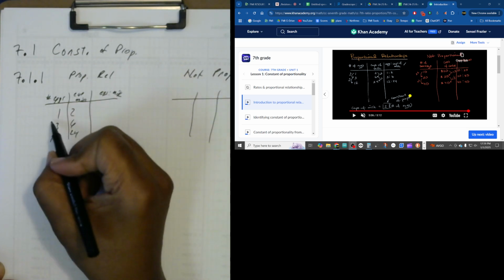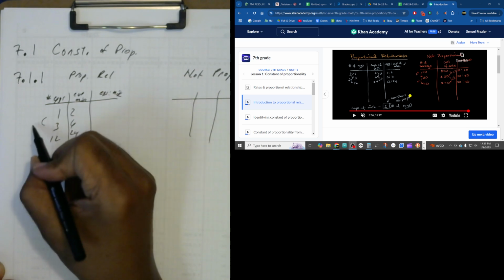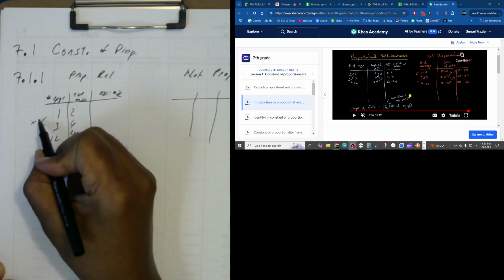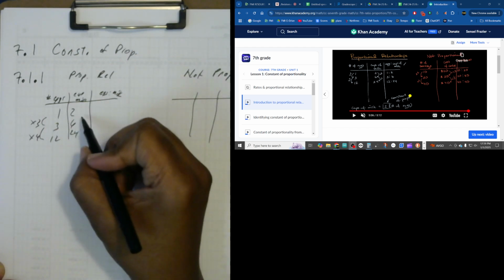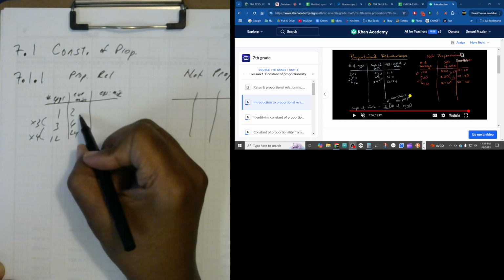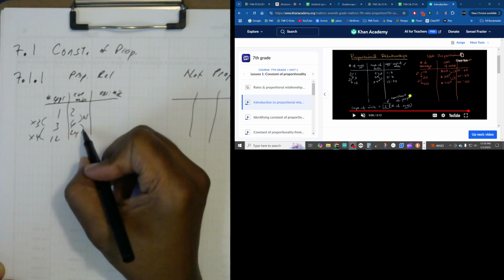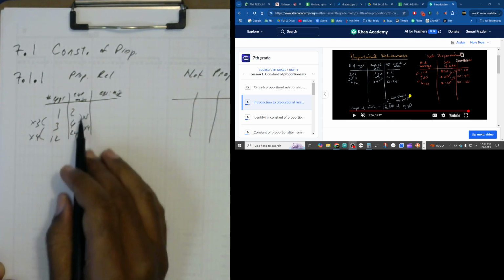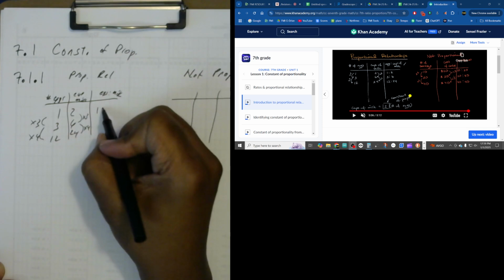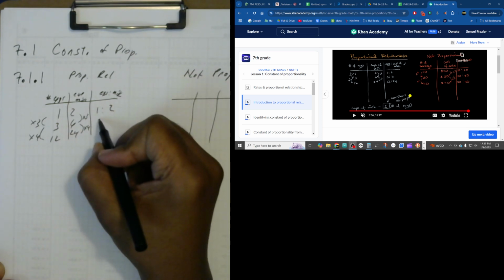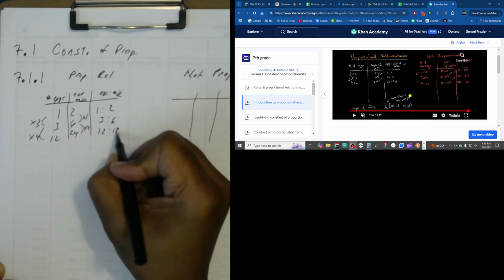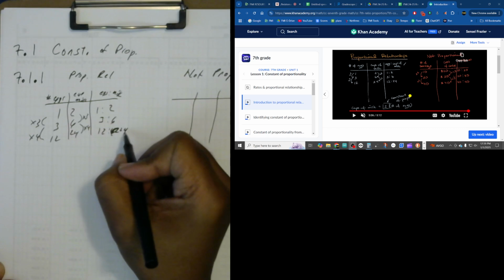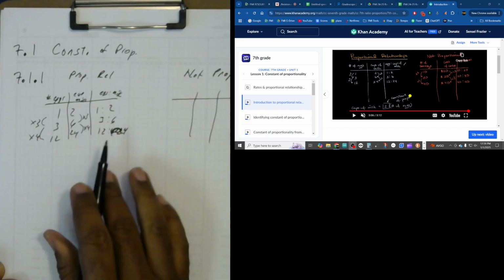And over here they're putting down times 3. And over here they're putting down a times 4. Over here they have a times 3. And over here they have a times 4. Okay, so they have it over here and over here. And over here they have a ratio of 1 to 2. Here a ratio of 3 to 6. And a ratio of 12 to 24. Sorry, I mixed those up. 24. Alright.